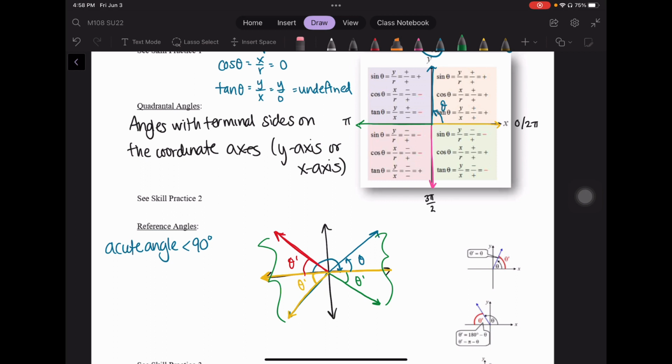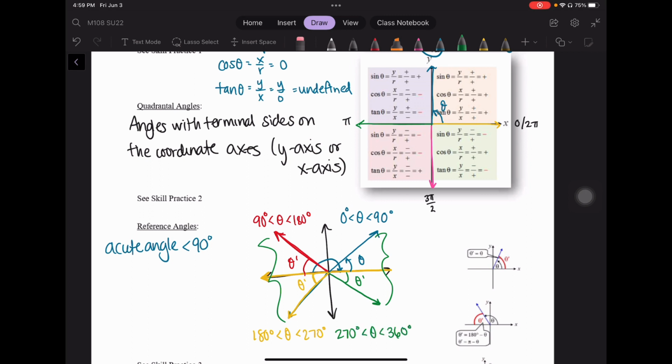And the way you calculate your reference angle depends on the location that you're in. In quadrant 1, you're dealing with angles that are from 0 to 90 degrees, and I'm not including 0 or 90 because those are the axes. In quadrant 2, you have angles that are 90 degrees to 180 degrees. In quadrant 3, you have angles that are 180 degrees to 270 degrees. And in quadrant 4, you have angles that are 270 degrees to 360 degrees.